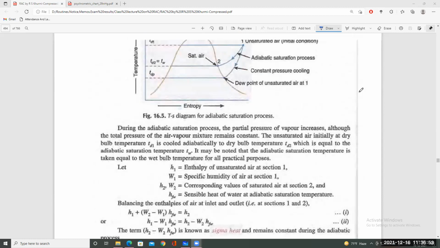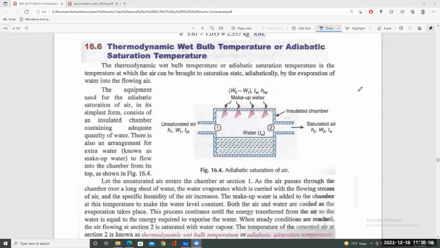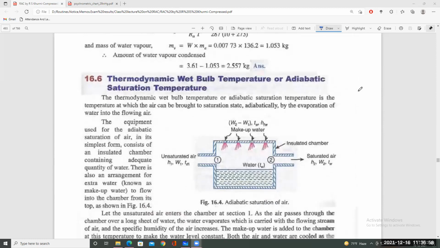Now, this topic is thermodynamic wet bulb temperature, or adiabatic saturation temperature. The thermodynamic wet bulb temperature or adiabatic saturation temperature is the temperature at which air can be brought to the saturation state adiabatically by the amount of evaporation into the flowing air.